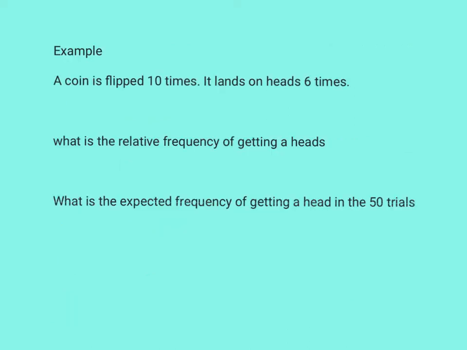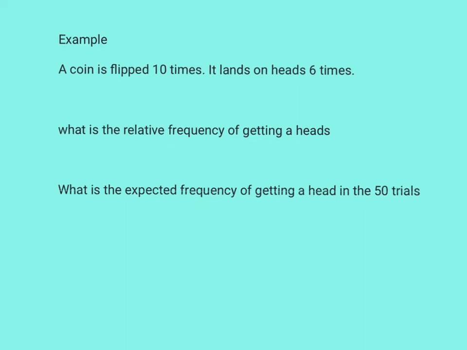Okay, so here's an example. A coin is flipped 10 times and it lands on heads 6 times. What is the relative frequency of getting a head? So relative frequency equals the total number of times the event happened over the number of trials, which is 6 over 10, which is 0.6. And then finally, what is the expected frequency of getting a head in 50 trials?